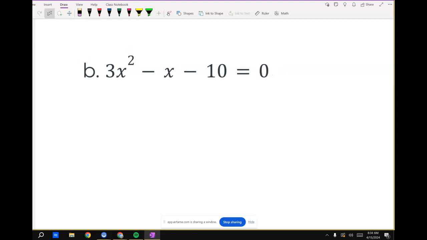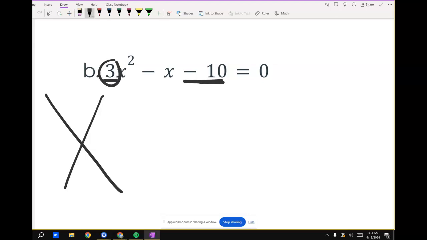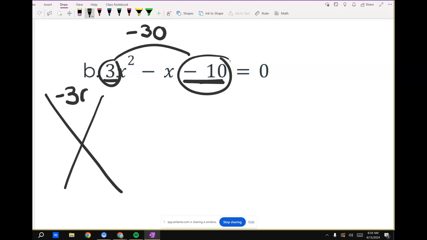All right, so 3x squared minus x minus 10. Now we cannot use our shortcut, so I'm going to do this all the way through. Remember, we're taking our a times our c term up here, so we take 3 times negative 10, which is negative 30, and that has to go on the top too. Our b term is negative 1, so negative 1 has to go on the bottom. We're multiplying and we're adding.